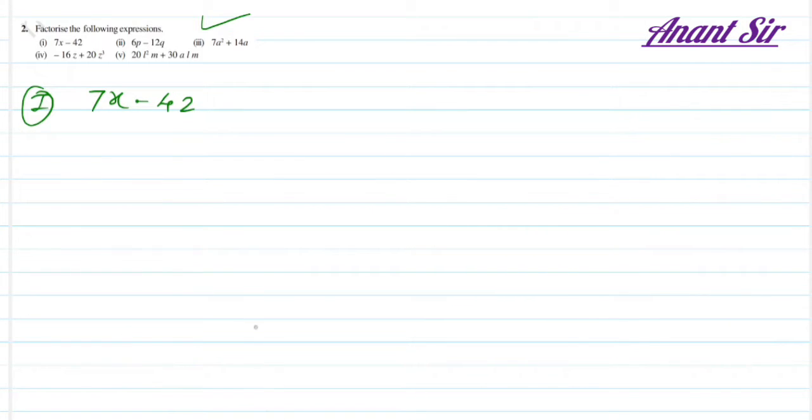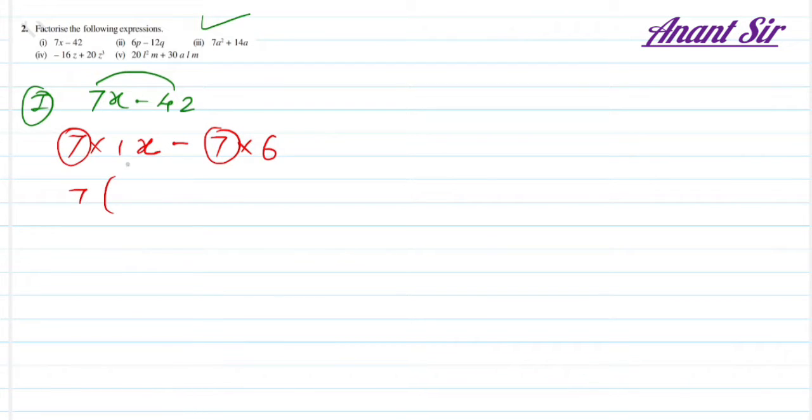So yes, now moving on to the first question. 7x minus 42, I am going to write the factors. So 7 is 7 times 1 only, it is a prime number, and 42 is 7 times 6. So what is common in both the terms? 7. So when I take 7 common, what remains in the bracket is 1x minus 6. That is the final answer.